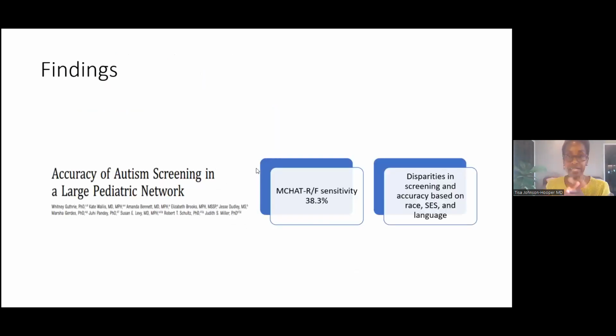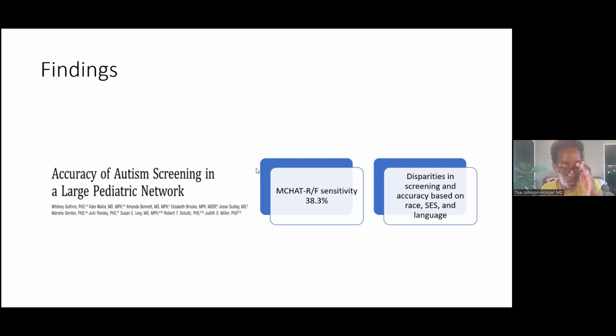So, their major findings. With regard to the accuracy of the MCHAT, this group found the MCHAT sensitivity to be 38%. So the ability for this screener to correctly identify patients with autism was 38%. In other words, the majority of children with autism were not detected by the MCHAT. Additionally, this group found disparities in screening rates and screening accuracy.